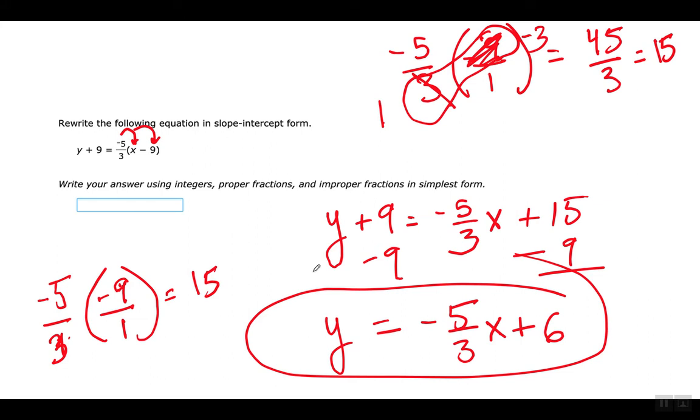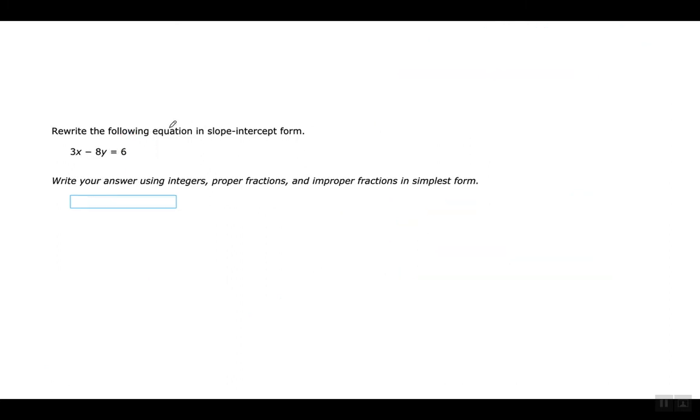All right, so let me go to the next one. Okay, this problem is in standard form. Hopefully you remember that because we've seen it in intensive math, and I'm pretty sure you've seen it in your Algebra 1 class as well. Standard form is whenever an equation is written in this form.